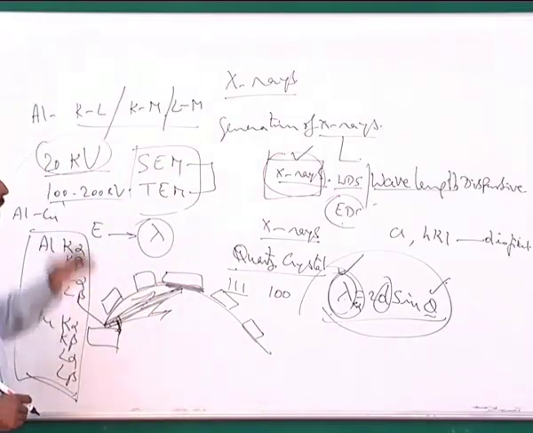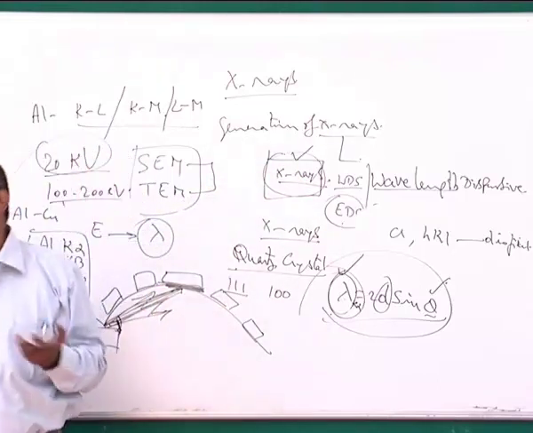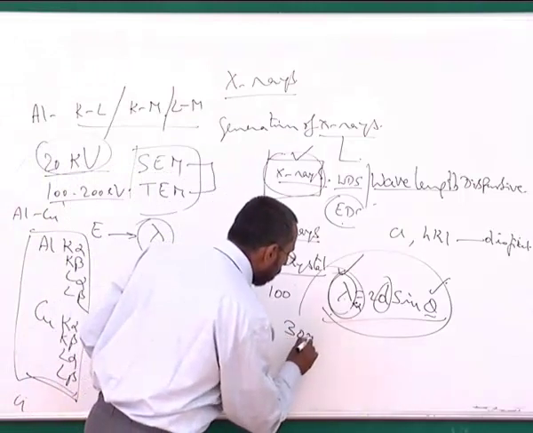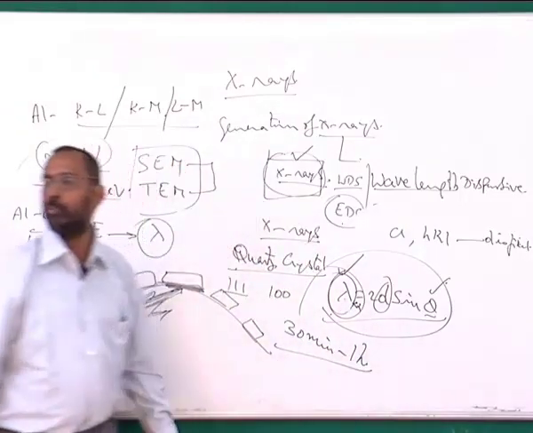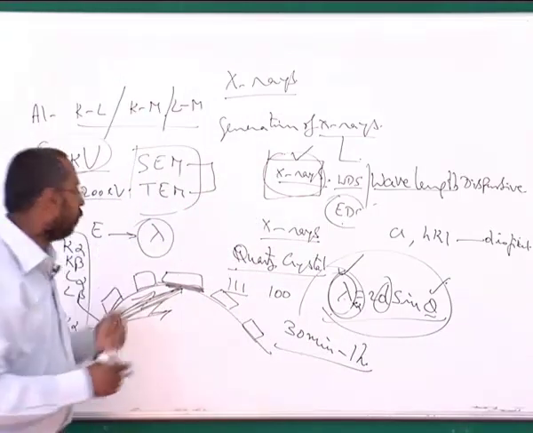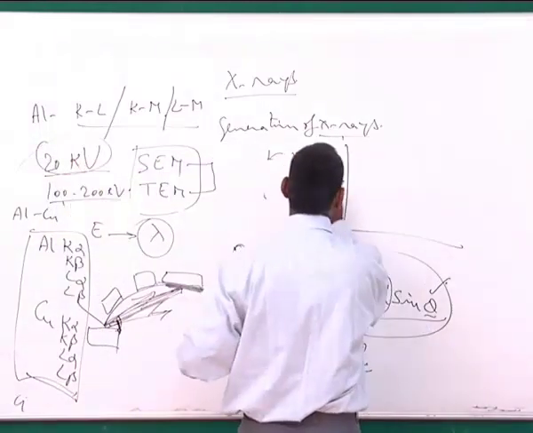And as a result, this particular technique, what is called the WDS technique, is a very slow process. Many times it might take a minimum of 30 minutes to about an hour to actually collect the whole spectrum. One by one you are collecting, and what you are going to do now is plot the intensity versus lambda.